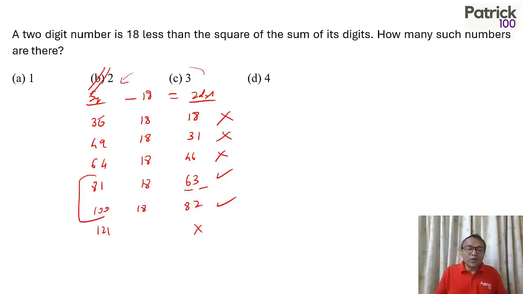The key is to go systematically. Take the squares, as the number of squares is few. Whenever you have squares or cubes, you can take those numbers because there are fewer of them. You can easily take those numbers and substitute, and you should get the answer.